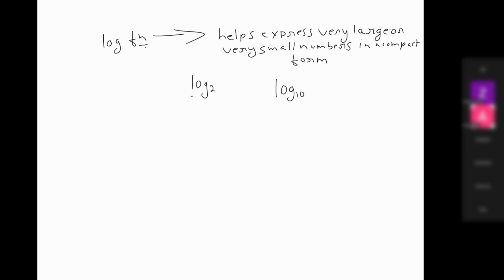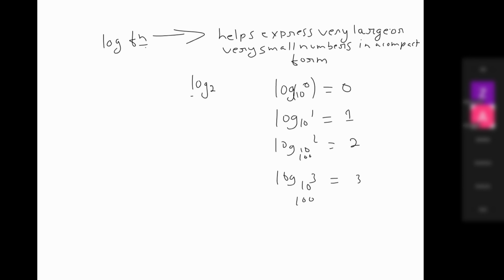So log 10 of 0 is 0. Log 10 of 1 is 1. Log 10 of 2 is 2. Log 10 of 3 is 3. So what is happening here? 10 to the power of 1, what does that mean? That is 10. 10 to the power of 2 is 100. 10 to the power of 3 is 1000.